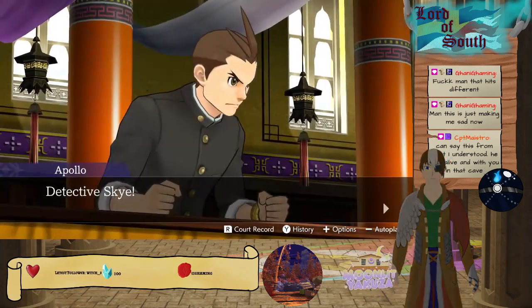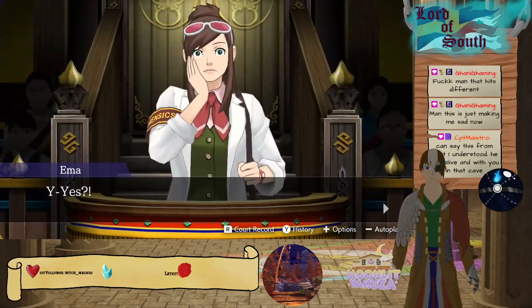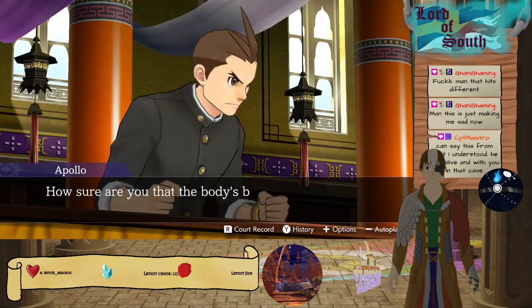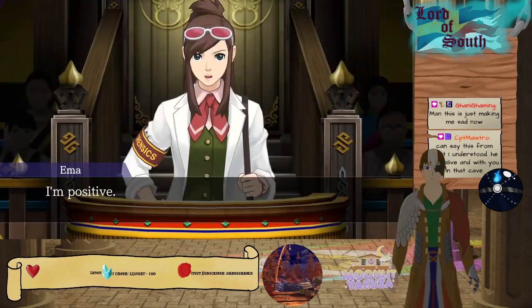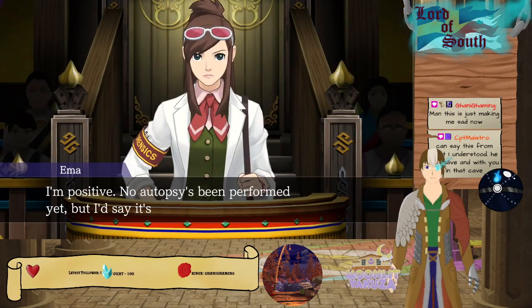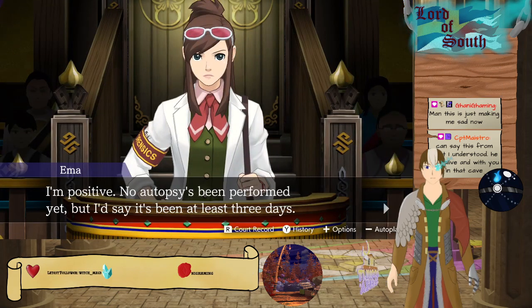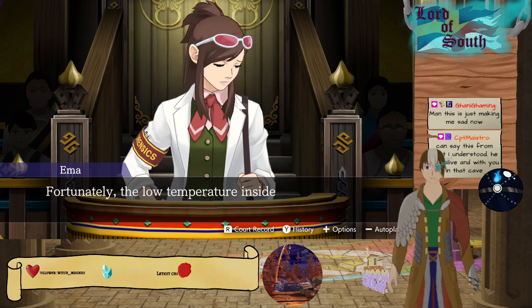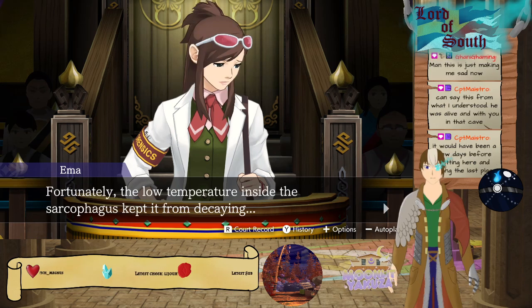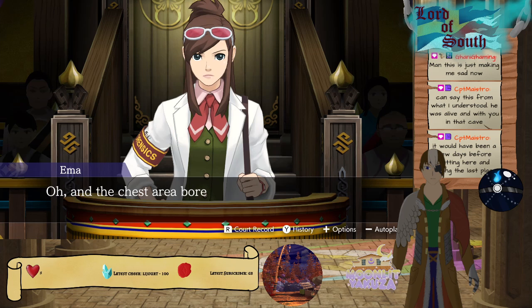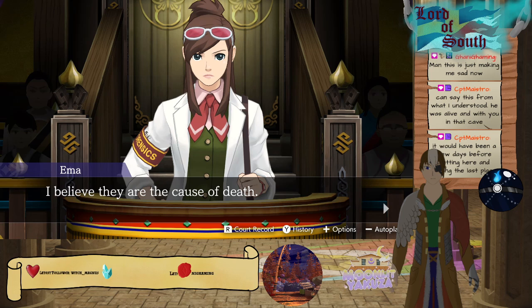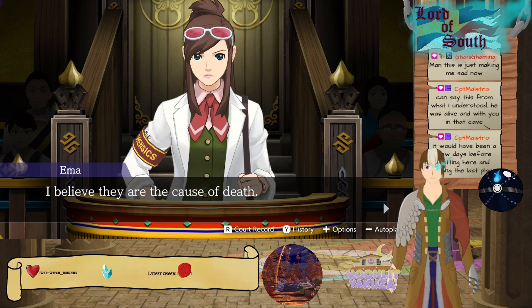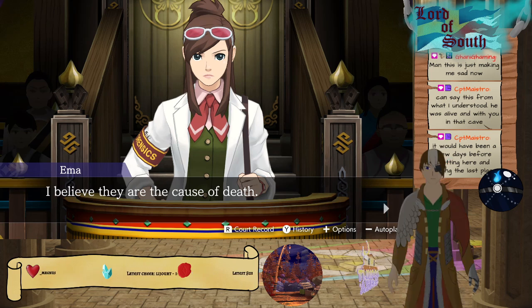Please do. Detective Sky, yes? How sure are you that the body has been there for a few days? Yeah, I'm positive. No autopsy has been performed yet, but I'd say it's been at least three days. Fortunately, the low temperature inside the sarcophagus kept it from decaying. Oh, and the chest area bore three gunshot wounds from a small caliber weapon. It would have been a few days before getting here and leaving the last place.